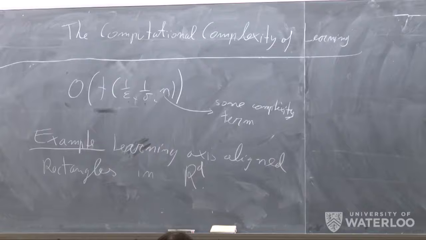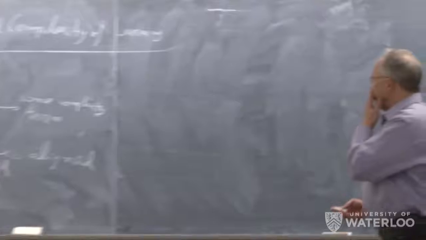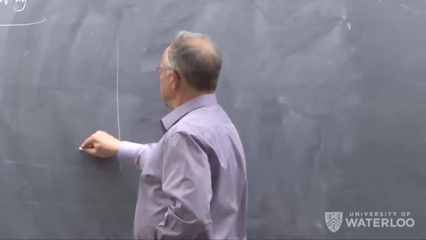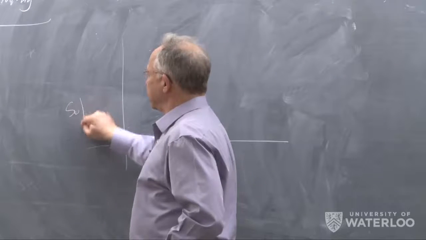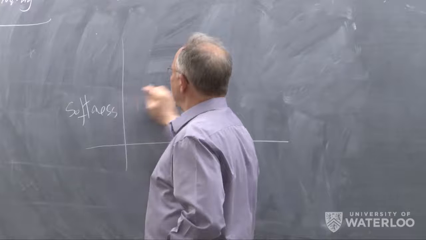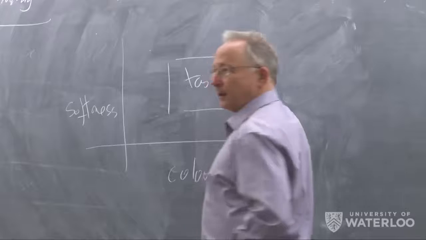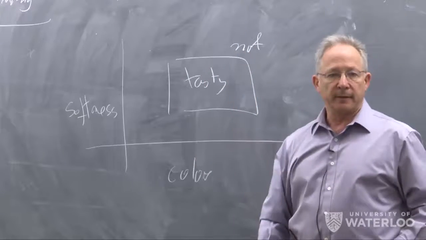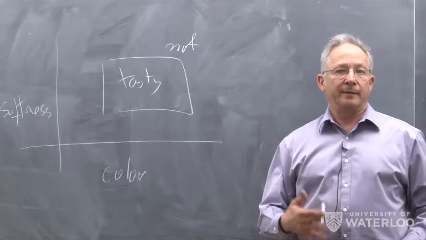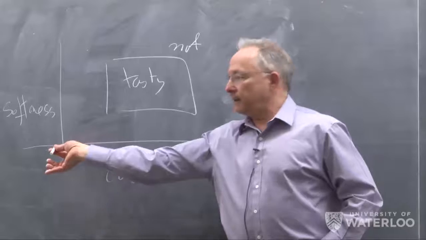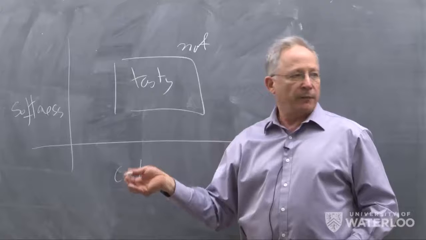I mean, what does it mean to learn rectangles in Rd? It means that if, say in the papaya examples, you say I have the papaya, and I have here color, and I have here softness, and I'm trying to predict whether the papaya is tasty or not tasty by a rectangle in these two parameters. Now, what does it mean to make my predictor more complex or more expressible? I could add another direction.